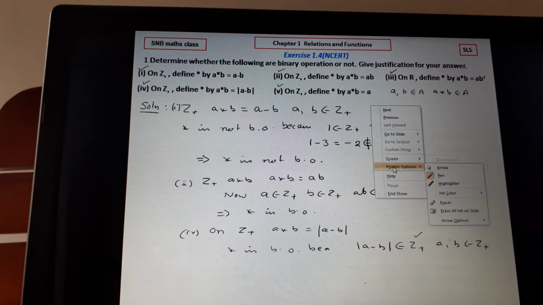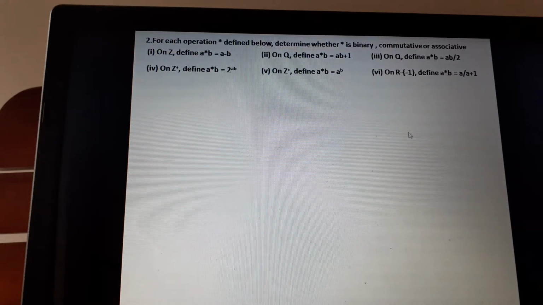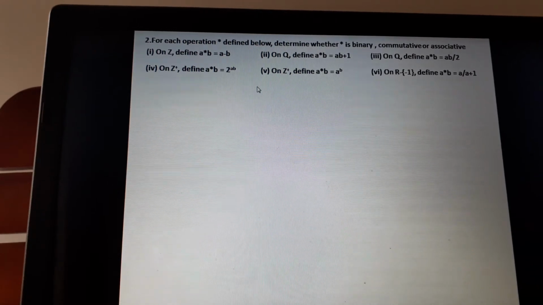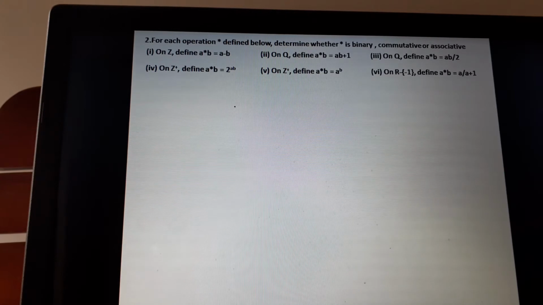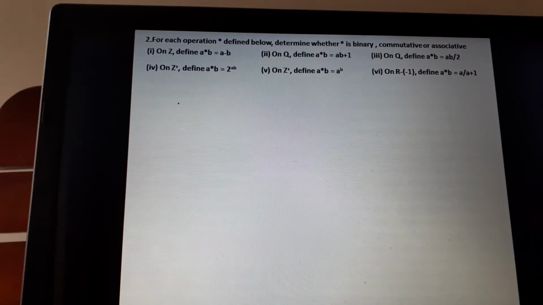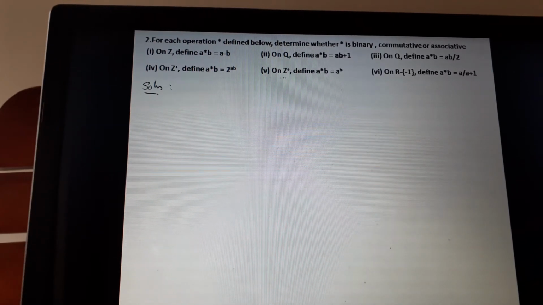Second main question. Here also there are many sub questions. For each operation star defined below, determine whether star is binary. First of all, you have to decide whether it is binary, commutative or associative. So you know the meaning of commutative, that is A star B equal to B star A, that is the commutative property, and A star B star C equal to A star B star C grouped the other way is associative. We have defined this and taken a lot of examples in the main lesson. Let us solve a few of them, and the remaining we shall leave as homework.